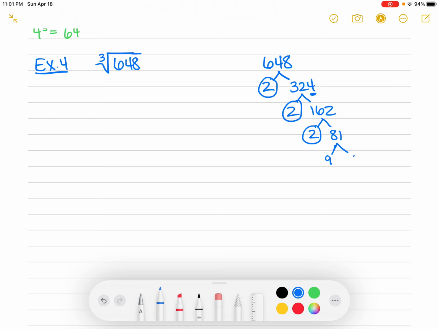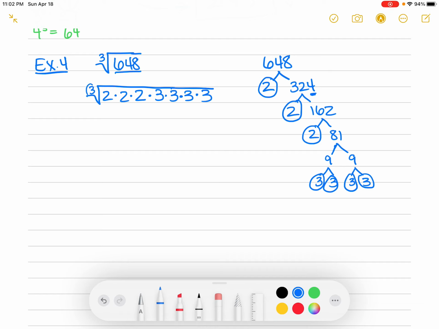So I'm going to do 9 and 9. Those are not prime, so I'm not finished. On each one of those, that's 3 times 3. And those are prime, so now we're done. Now what I want you to look at is all these numbers I wrote down. I'm going to put them all under the same cube root. So instead of writing 648, I'm going to write 2 times 2 times 2 times 3 times 3 times 3 times 3.